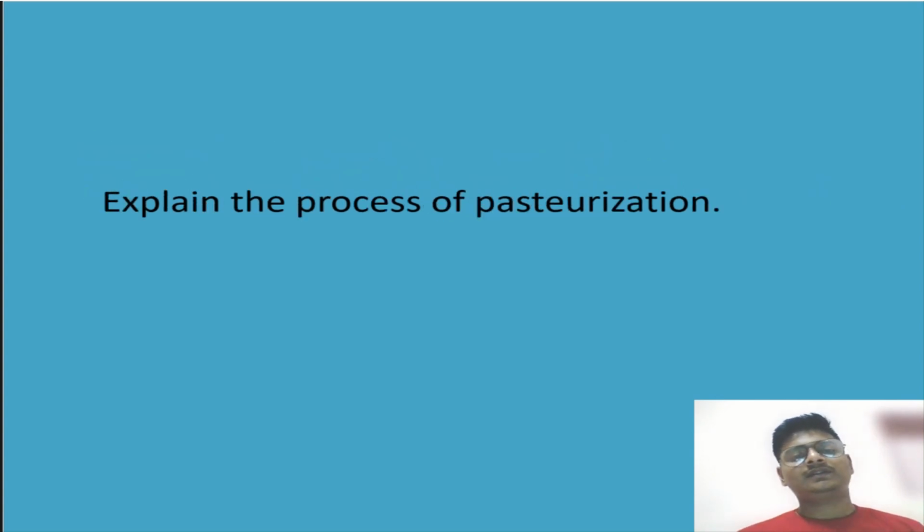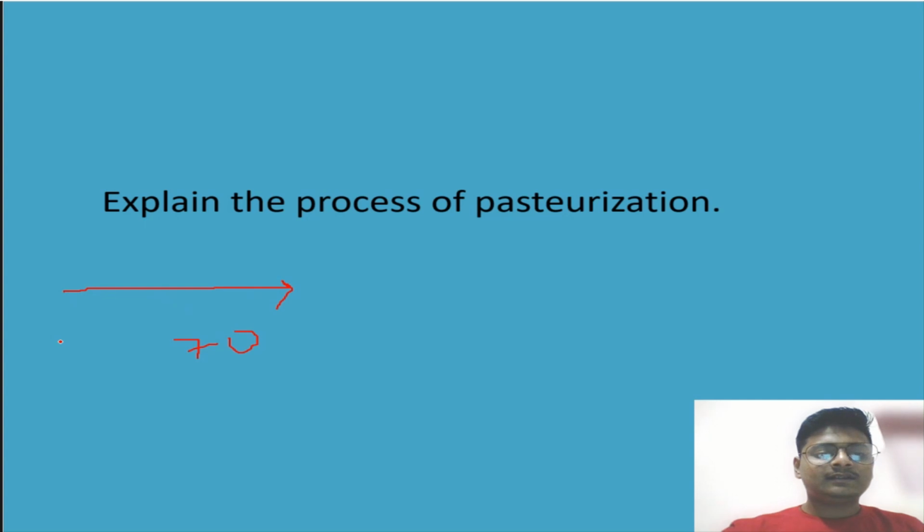Now let's go to the explanation of the process of pasteurization, how it occurs. I told you there is a process. In the first step, it goes through the heating part, and the heat is about 700 degrees Celsius, for about 15 to 30 seconds. Okay, students, note this down.